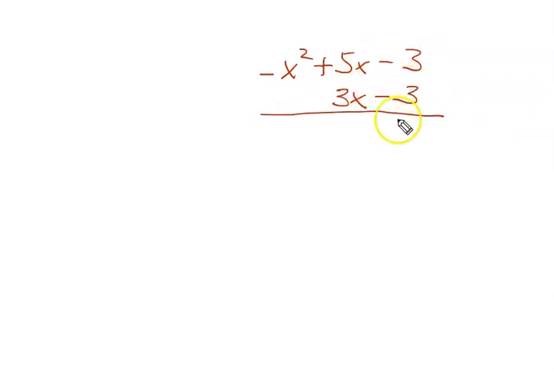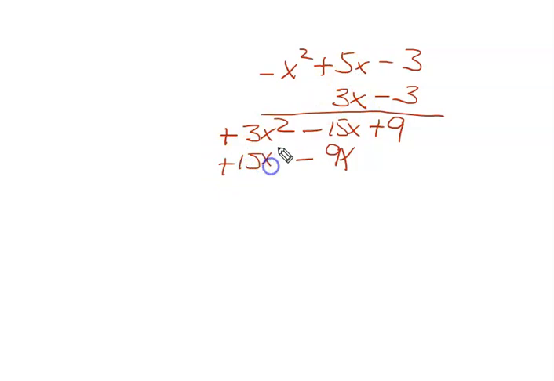So negative 3 times negative 3 is a positive 9. 3 times this is a negative 15x. Negative 3 times this is a positive 3x squared. Now, 3x times this is a negative 9x. You're lining up like term columns. This times this is a positive 15x squared. Now here we're multiplying, so we have to involve the exponents as well. So 3 times this is going to be a negative 3x to the third.